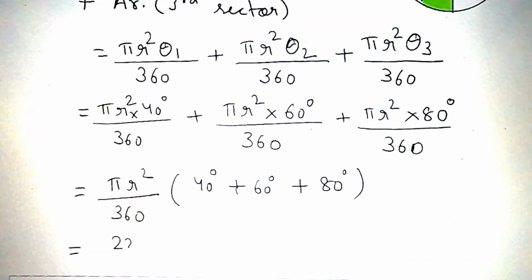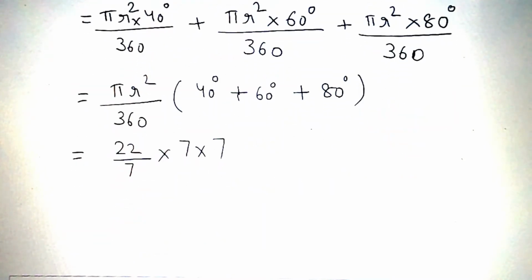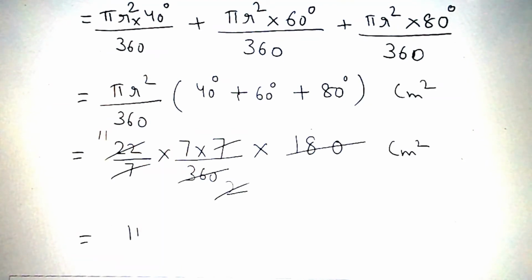Value of pi, that is 22 by 7, into value of radius, that is given 7 centimeter, 7 into 7 by 360 into, on adding, then we get 180 degree. After cancelling, then we get 11 into 7 centimeter square, that is 77 centimeter square.